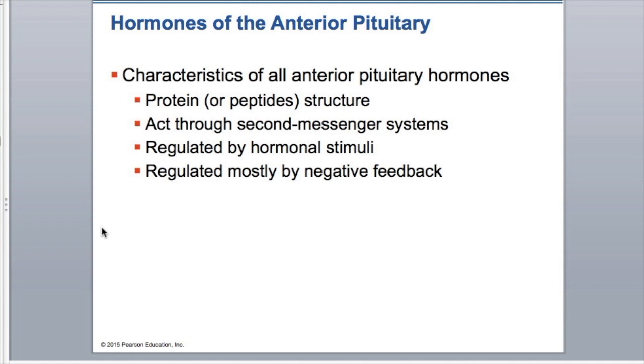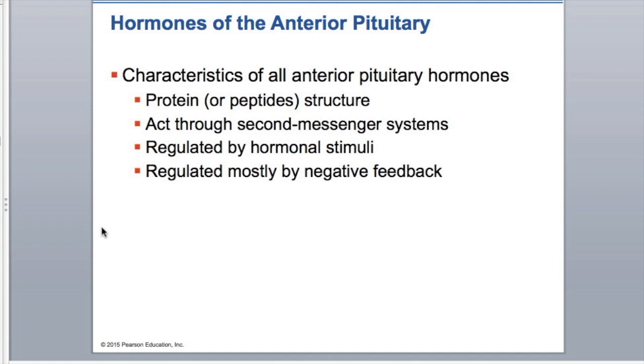So let's look at the characteristics of all anterior hormones, things that they have in common. They are protein structures. They act through second messengers. So being a protein means that they can't pass through the cell wall or the cellular membrane. So they need to bind to a protein on that membrane to then go through that second messenger system to create that cascade to change how the cell is working.